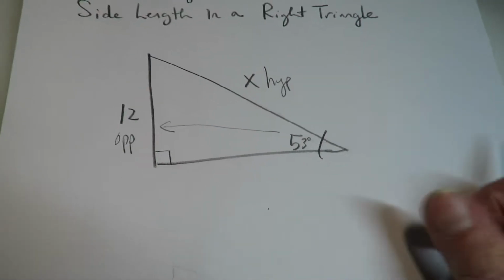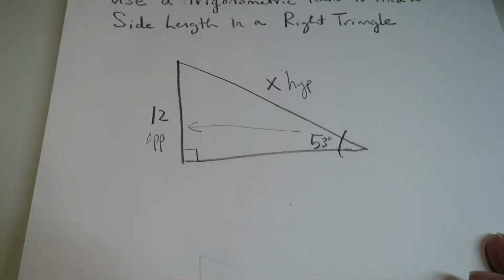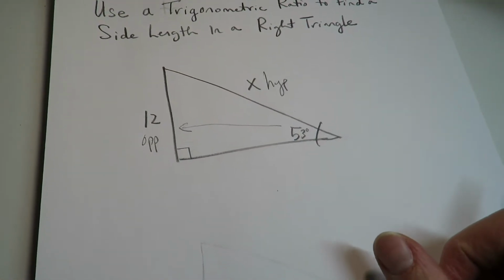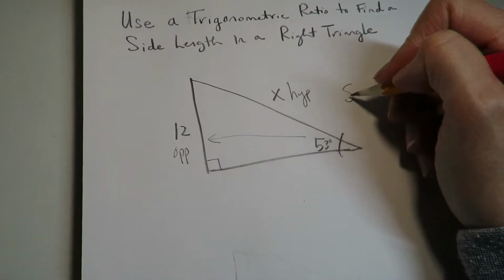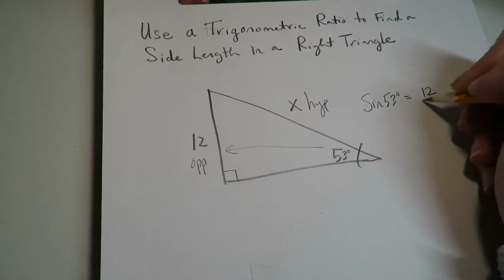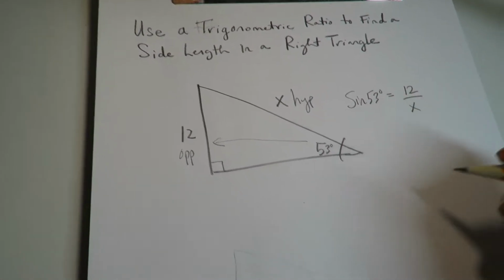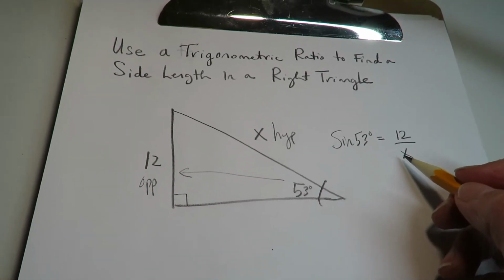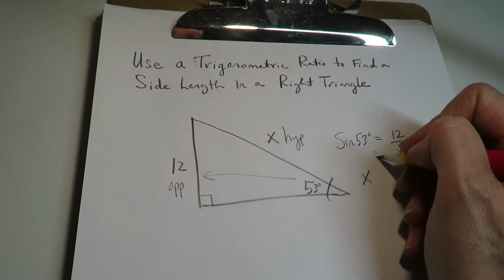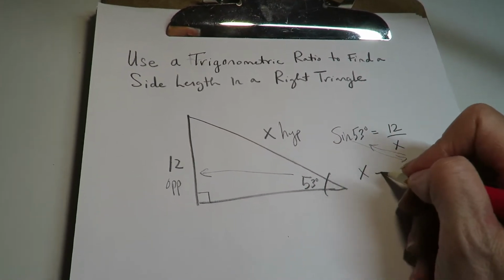So if I have the opposite and the hypotenuse, what trig function could I use? Good, I could use sine. So sine of 53 degrees equals the opposite over the hypotenuse. Now since I want to solve for x, I'm going to multiply the x up and I'm going to divide the sine down.